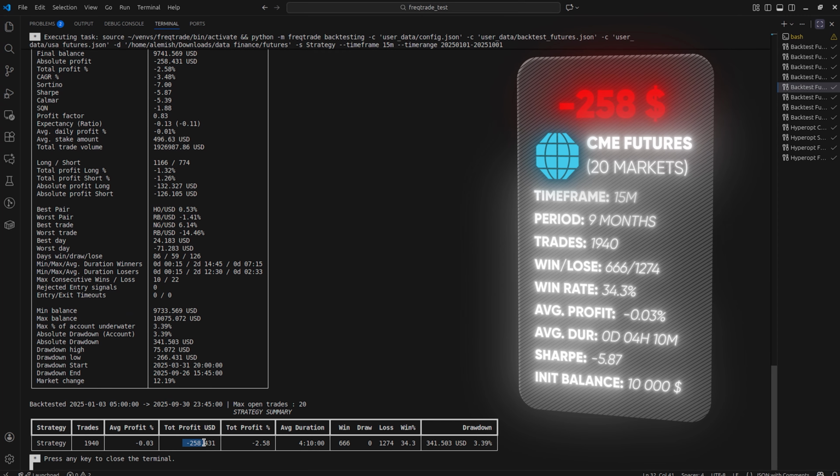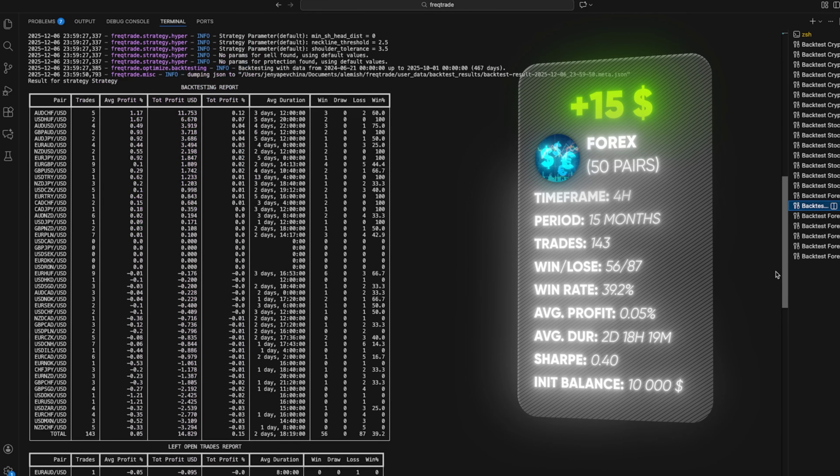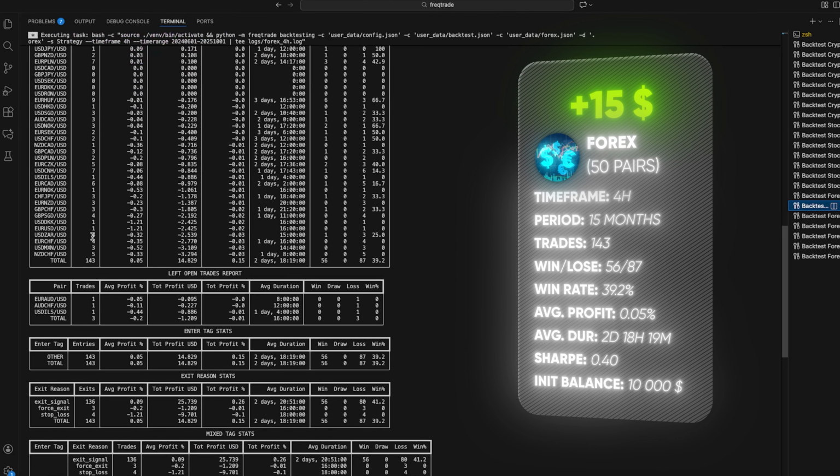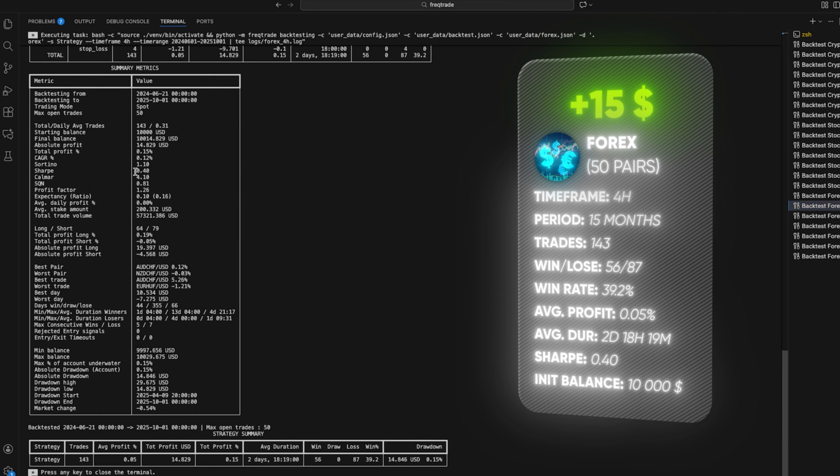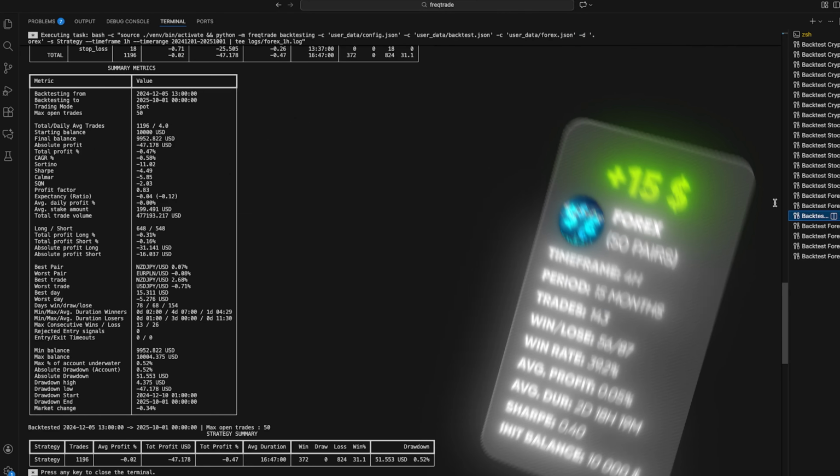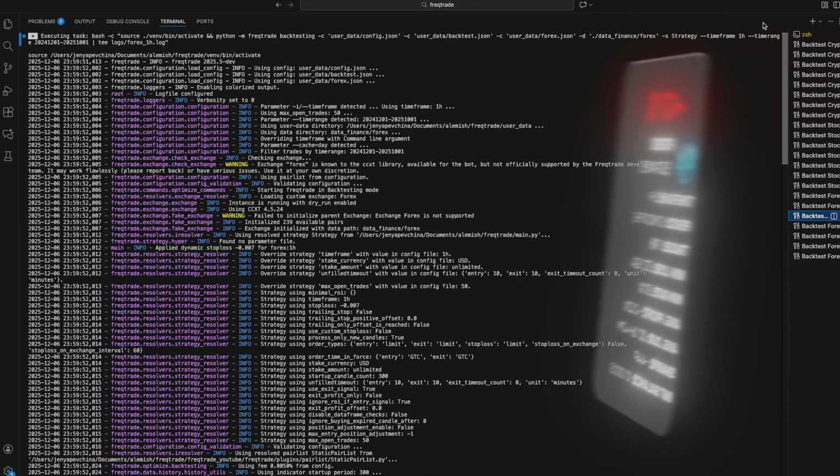Not many trades here, only 16. And our sharp is negative minus 0.18 and we lost $8. 4 hours time frame, this time more trades, more than 100. And our sharp is positive 0.4 and our profit is only just $14. 1 hour time frame, and this time our sharp is negative minus 4.49 and we lost $47.